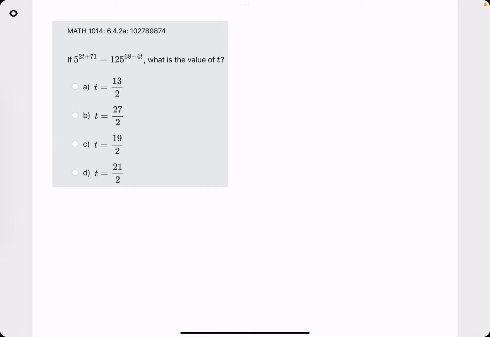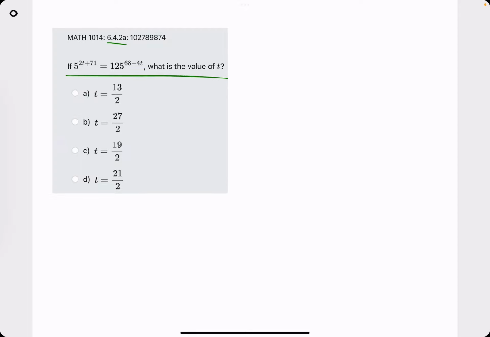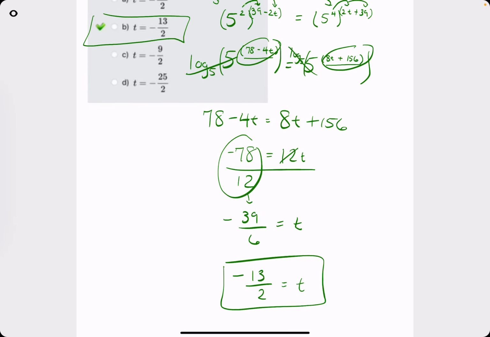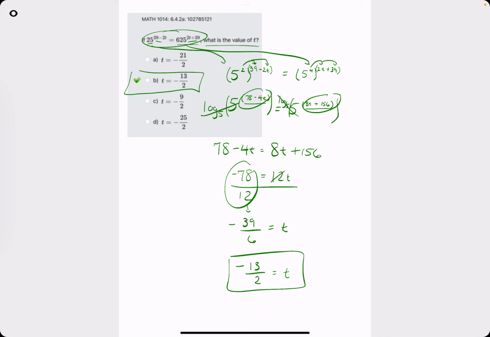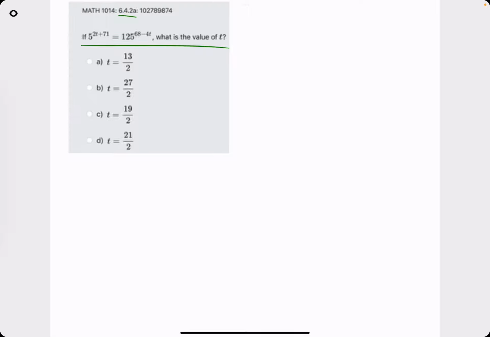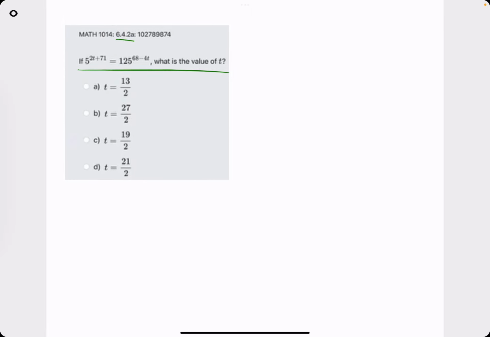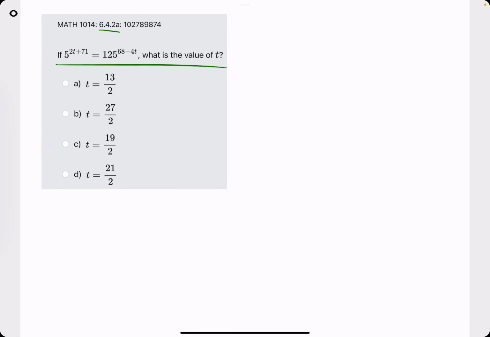Okie dokie. In this problem, I'll work out 3 more examples of 642A. If you need more of a breakdown on the general approach and process, feel free to check out the first video where I work out one example and go into it a little bit more depth.